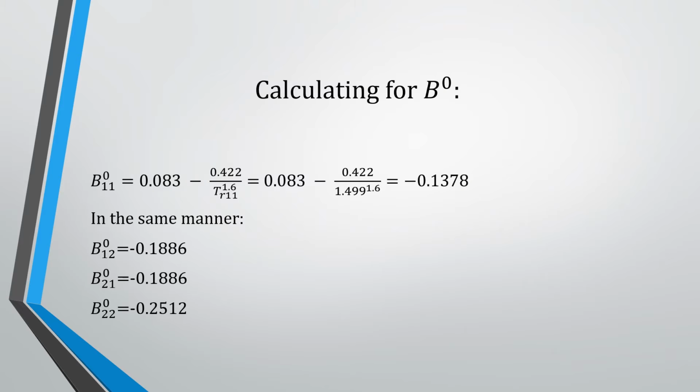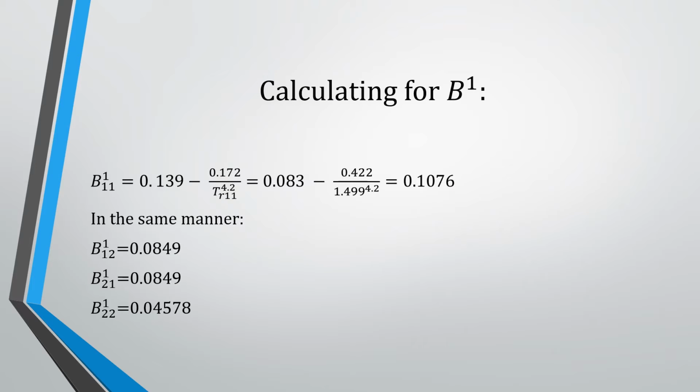The second virial coefficients are a function of the reduced temperature, and since we already calculated the reduced temperature of each ij pair, we can calculate the second virial coefficients for each ij pair. And this B0 is given by this equation here, and so we can solve for the second virial coefficient for each ij pair. So these are the values for each ij pair.